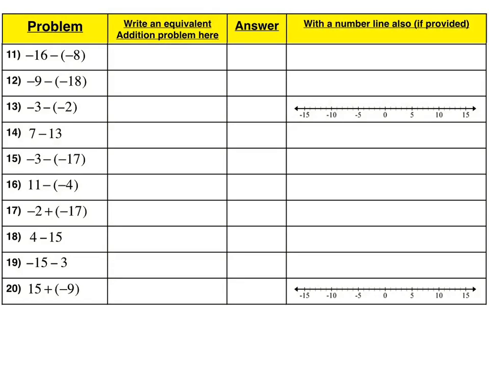Okay, let's go through these really quickly. We left off at number 15. Add the opposite. That turns into negative 3 plus 17. Add the opposite of number 16. That becomes 11 plus 4. I'll go back and do the answers in a second.